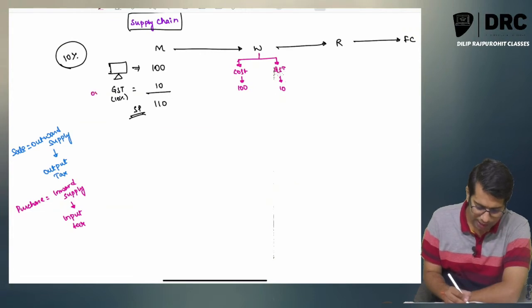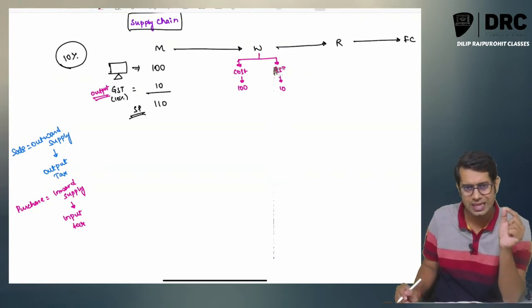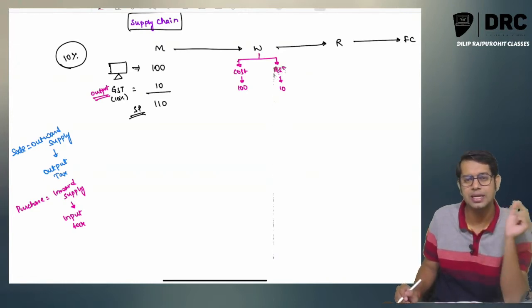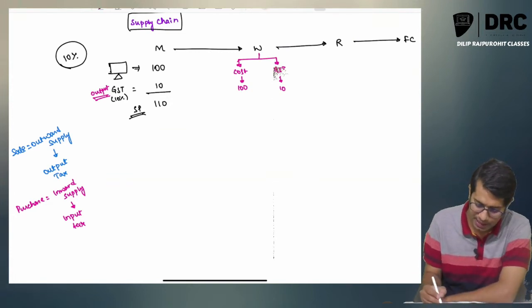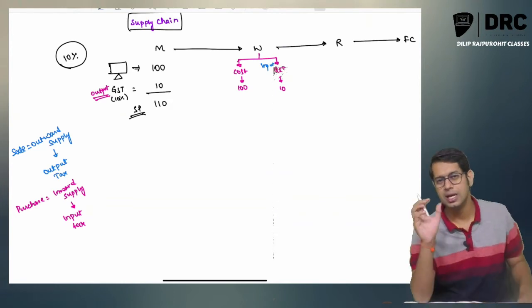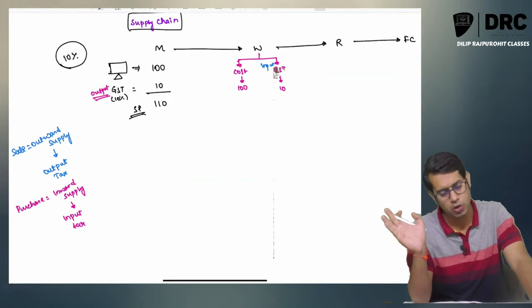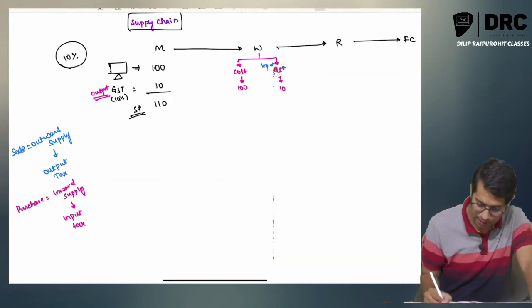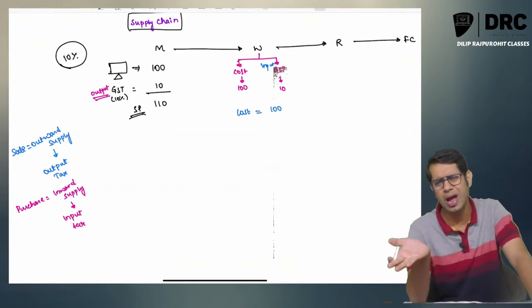Therefore here, can I call it as output GST? Manufacturer is selling the goods to a wholesaler, so can I say that the GST which is charged by him is an output GST for the manufacturer? Yes sir, 100% yes. And can I say the GST which the wholesaler is paying to the manufacturer will be called as input GST to him? Answer is 100% yes.